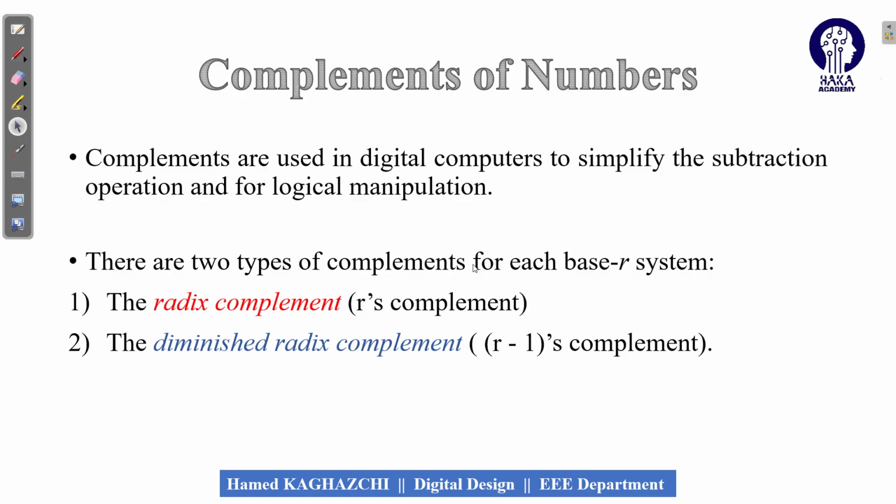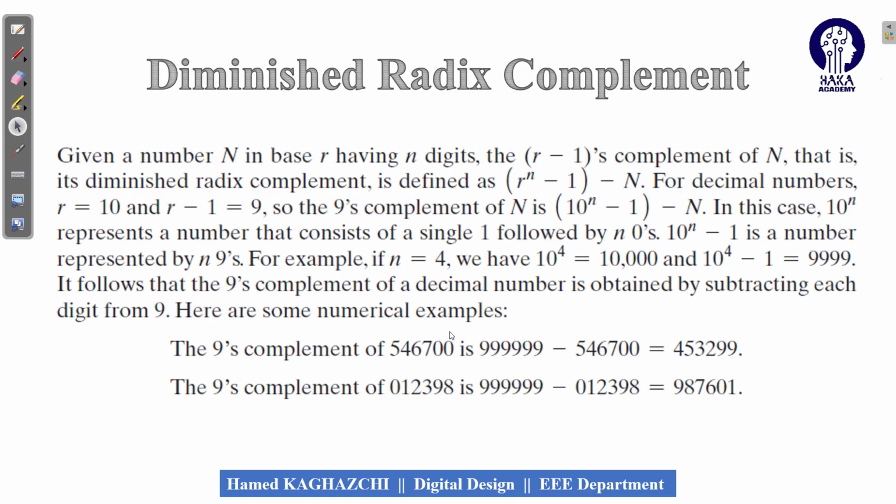One of them is called the radix complement, or R's complement. Another type of complement is the diminished radix complement, which is equal to the R minus 1's complement. What are these two and how can we find these complements? I want to explain to you.